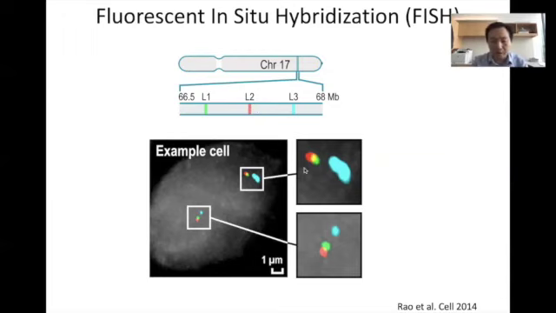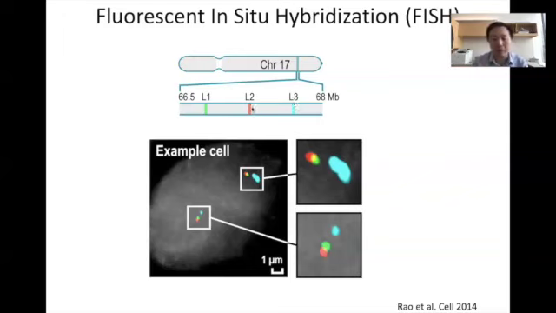In this case, you can see the red and green dots are located close to each other, meaning they are really close in 3D space. But this light bluish color, although it has the same genomic distance, is located pretty far away from the red and green spots, meaning the interaction or the looping is only between L1 and L2, and L3 is pretty far away from both. One potential limitation of FISH is that you really need to know which element you are investigating.